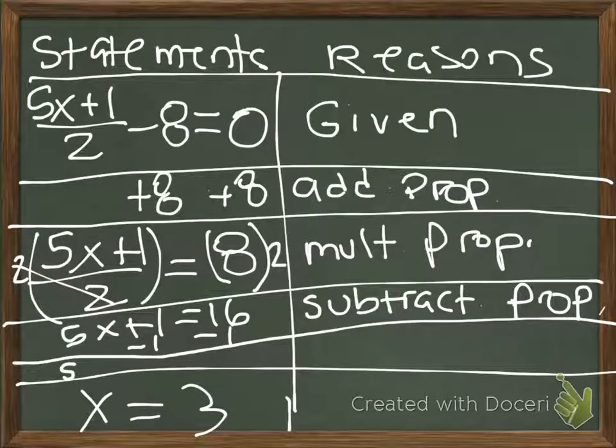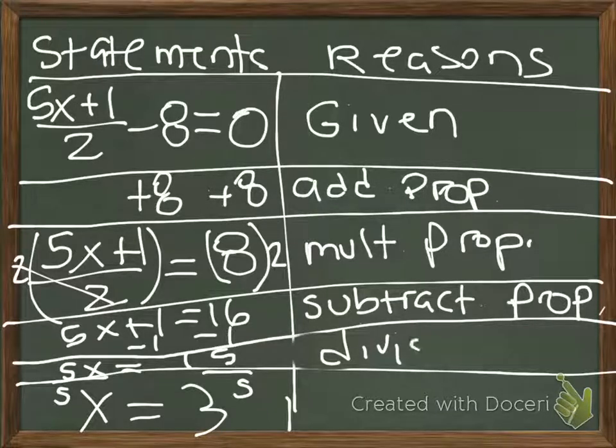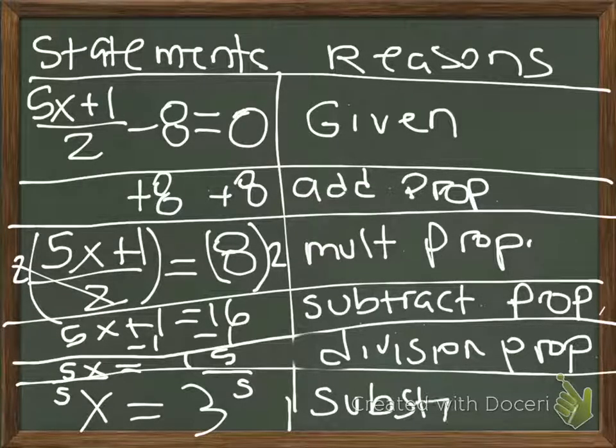And that is ending up with 5x equals 15. And then our last step to get x equals 3 would be to divide. So that is going to be the division property of equality. So basically each operation that we do has its own property of equality. And then our last step for these types of proofs is going to be substitution.